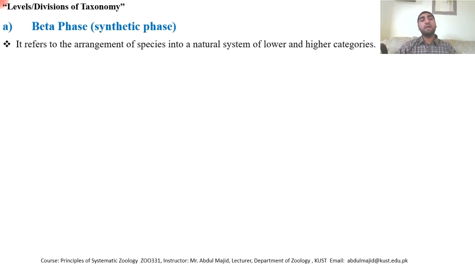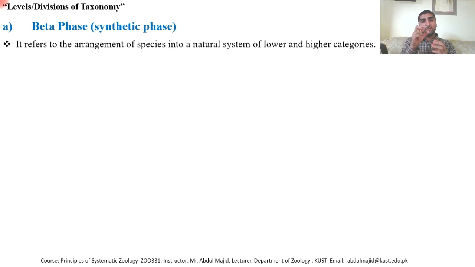So what is this? It refers to the arrangement of species into a natural system of lower and higher categories. Again, we will take a proper example later. But before that, for example, you have a species. You don't know it. Then you characterize and discriminate and then you name it. After naming, you have a species. So you were working at the micro level.